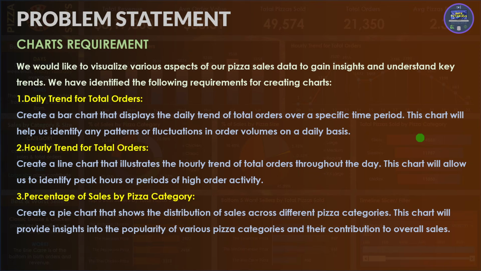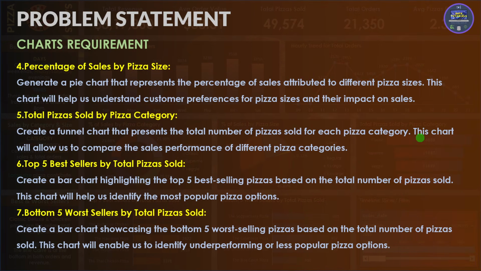The third one which he wants to see is the percentage of sales by pizza category. We have different categories in our data, so he wants us to create a pie chart for the different pizza categories, and he wants to see the sales distribution and which pizza is contributing to maximum sales, right? So these are the first three. I'm moving ahead to the next one.